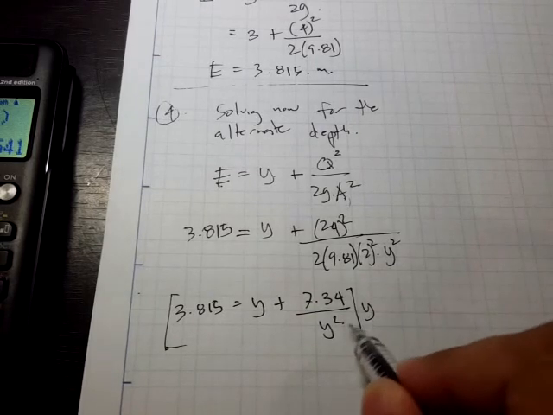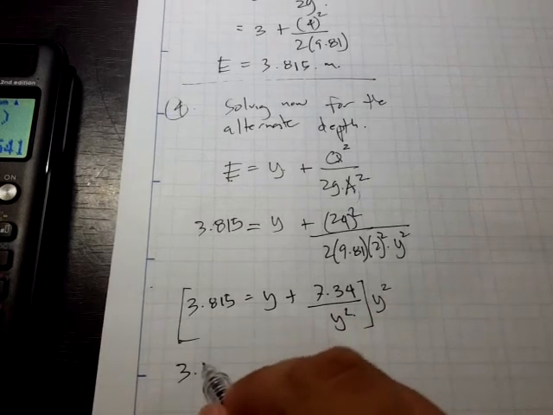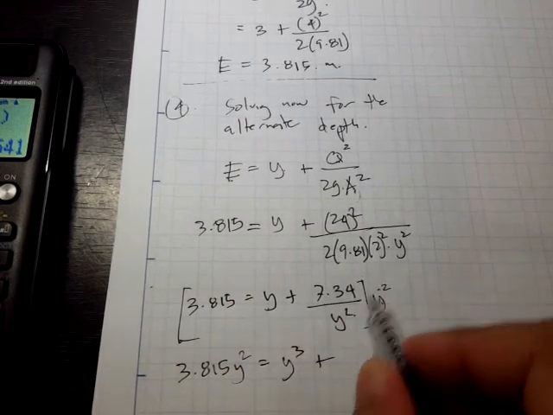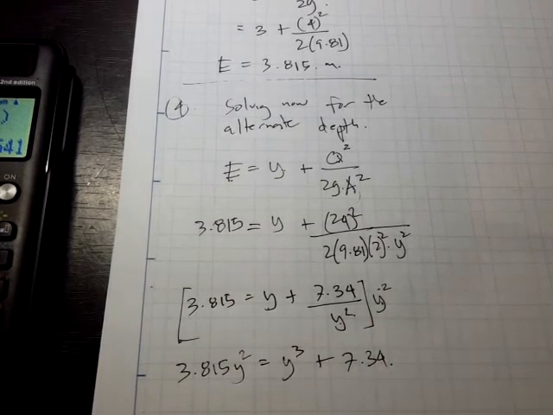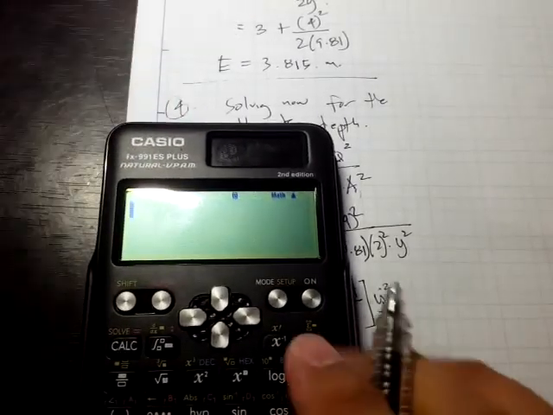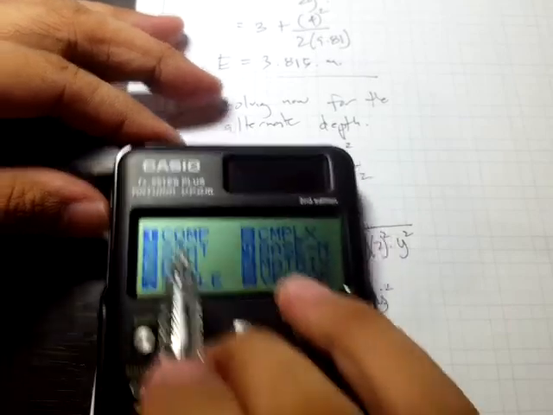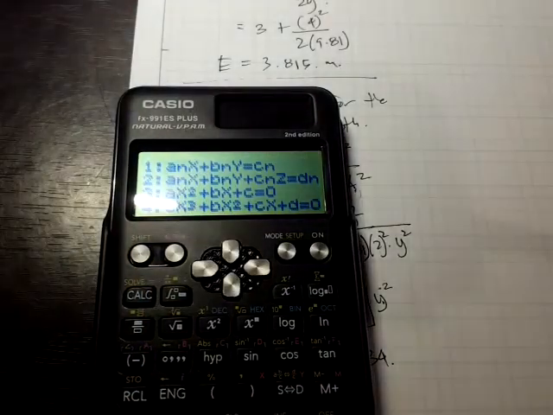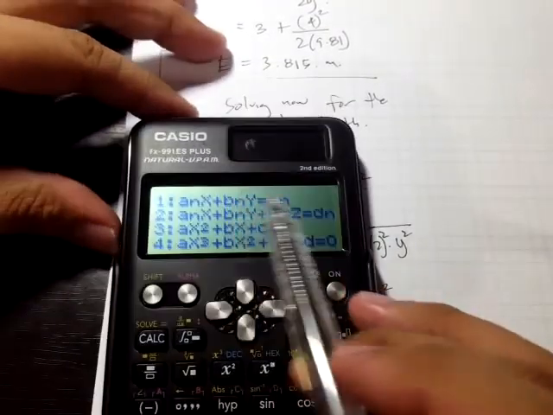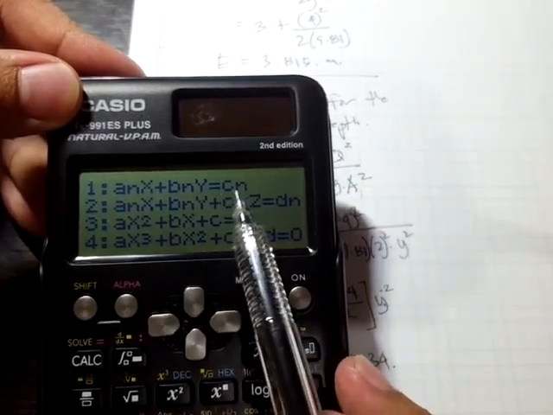So let's multiply the equation by y squared. So that's going to be 3.815 y squared. So y squared times y, that's going to be y cubed, plus this one would be 7.34. Okay, so let's arrange this, because to solve that we have it here in our calculator. So mode and equation, this is 5, so press 5.